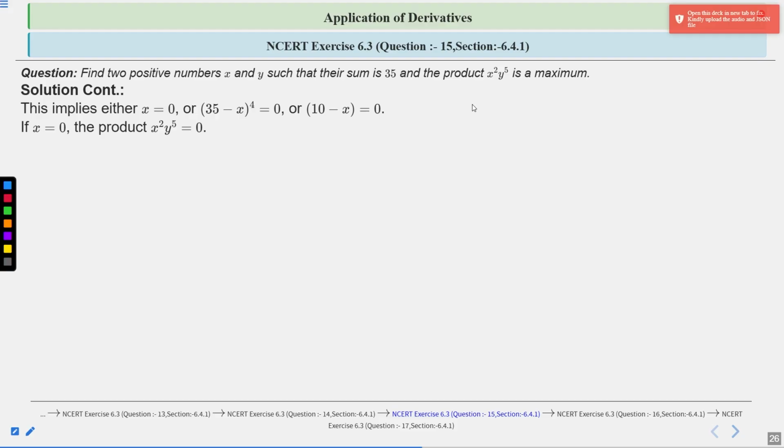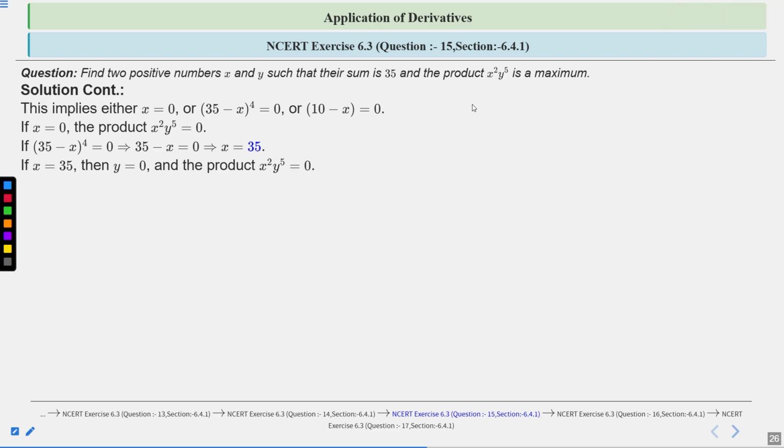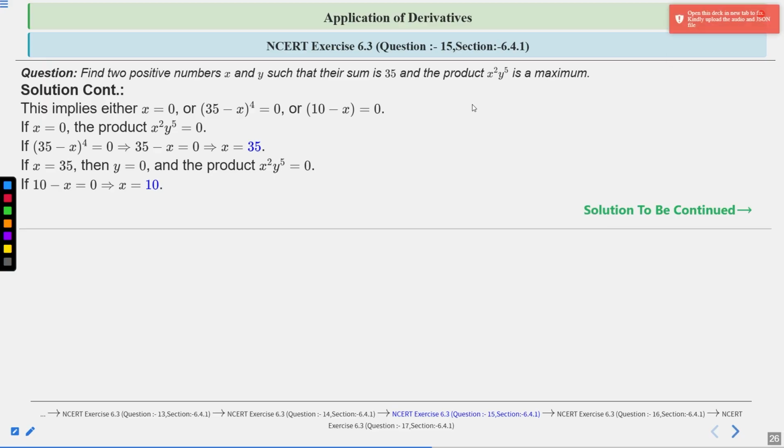So if x equal to 0, the product x square y to the power 5 is equal to 0, okay? If (35 minus x) to the power 4 equal to 0, this implies 35 minus x equal to 0, so x equal to 35, right? Now if x equal to 35, then y equal to 0, and the product x square y to the power 5 is again equal to 0. Now if 10 minus x equal to 0, this implies x equal to 10.